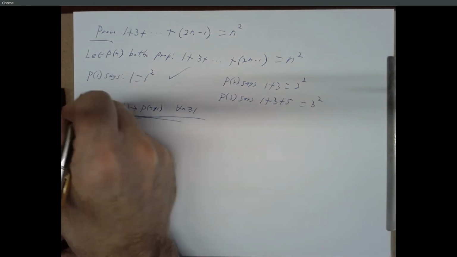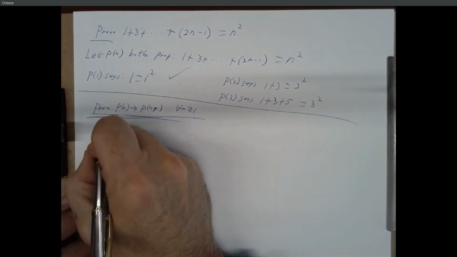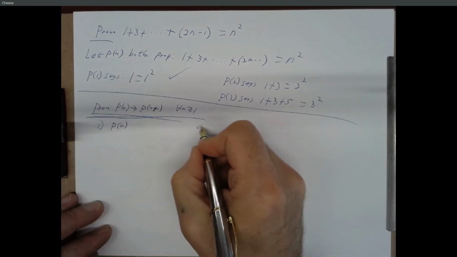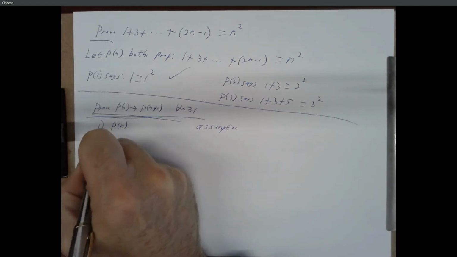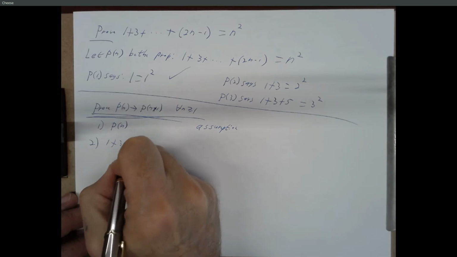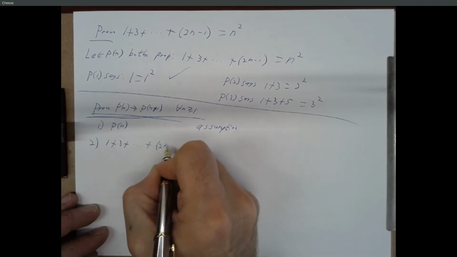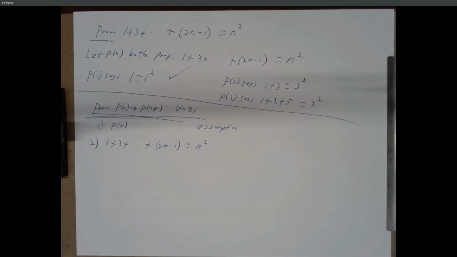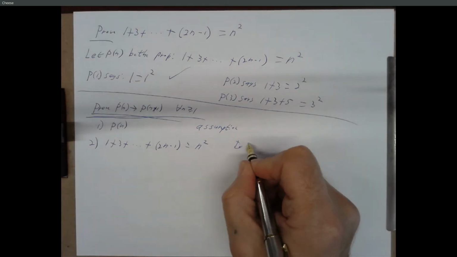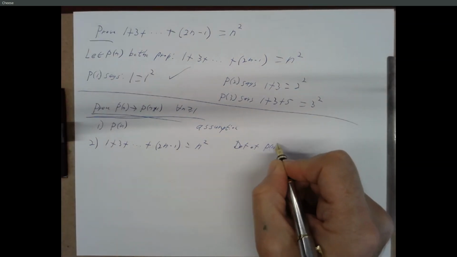Okay, so let's prove that. We'll start off with P of n. That's an assumption. And P of n says this thing: 1 plus 3 plus dot dot dot plus 2n minus 1 is equal to n squared. That's the definition of P of n.